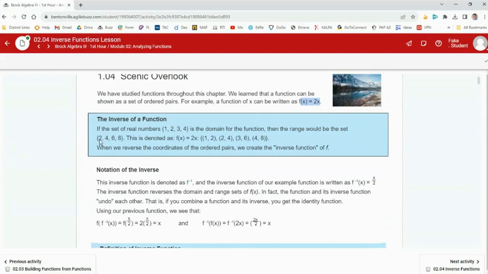You have 1, 2 times the 1 is 2. You have 2, 2 times the 2 is 4, and so forth. So that means f of x equals 2x contains these points: the point (1, 2), (2, 4), (3, 6), (4, 8). Those are all points on the function 2x. If we reverse those, that's the inverse function. So I'm going to write these points down. If f of x has the points (1, 2), (2, 4), (3, 6), (4, 8).